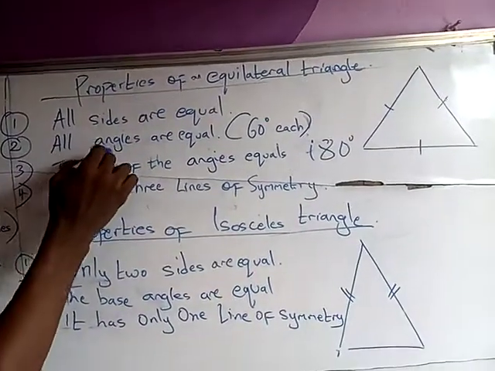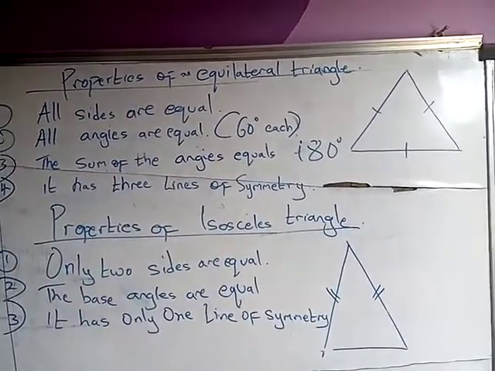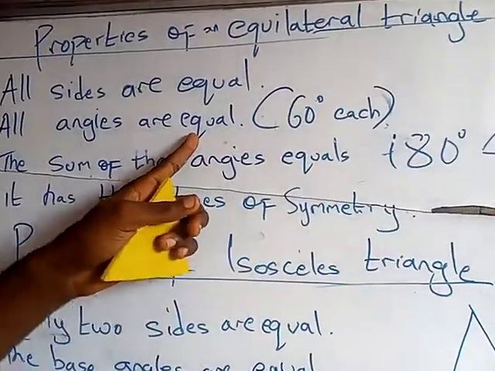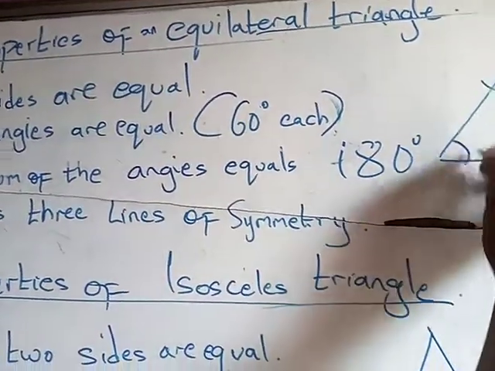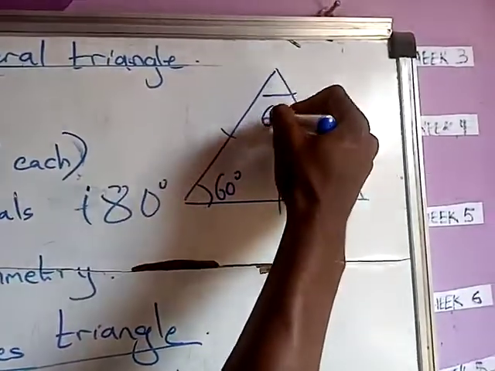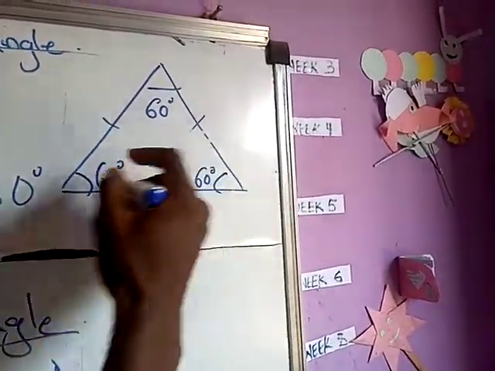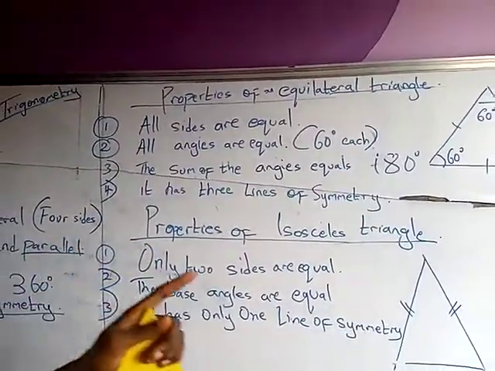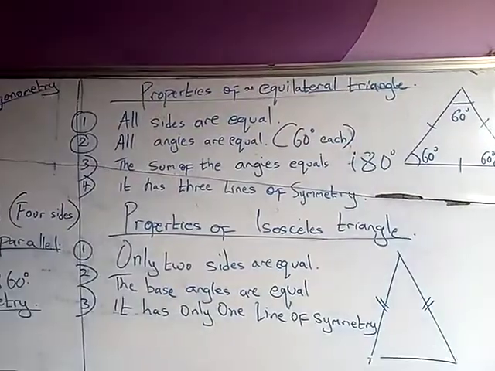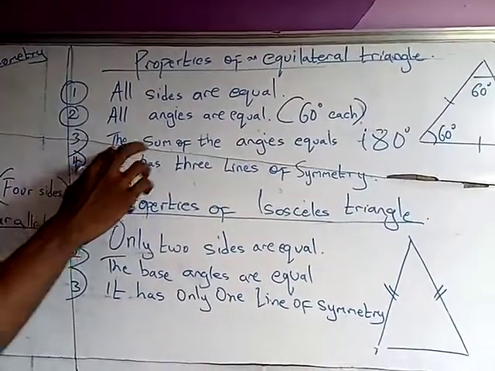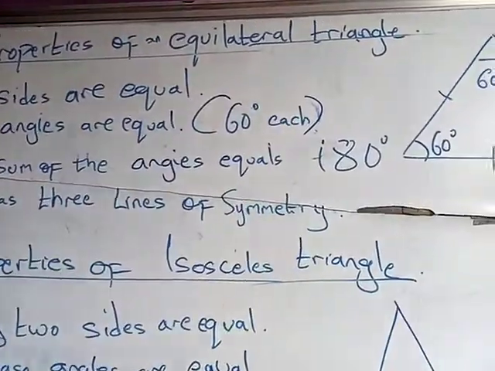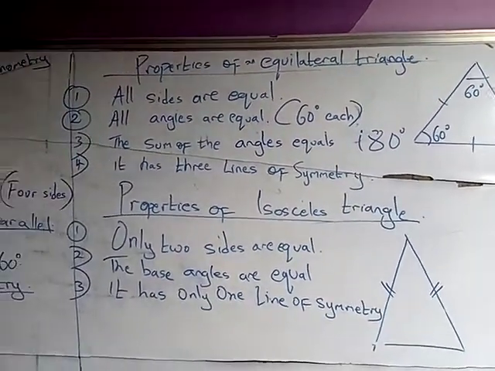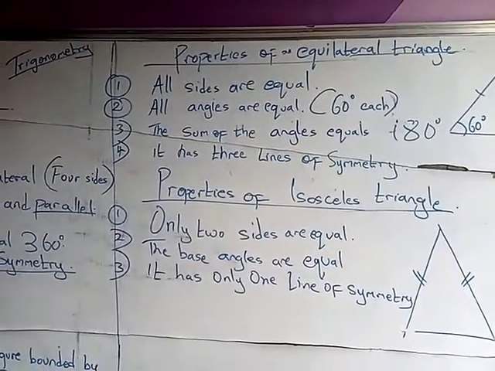Again, all the angles of an equilateral triangle are equal. All the angles are equal. And each of them is 60 degrees. Talking about the equilateral triangle, each of the angles is equal to 60 degrees. Then the sum of the angles equals 180 degrees. That's when you add the angles inside the triangle together, you have 180 degrees.